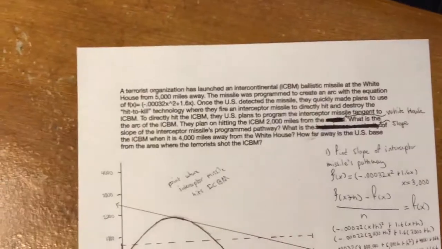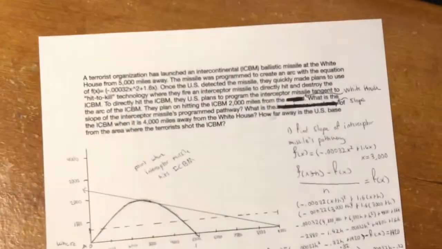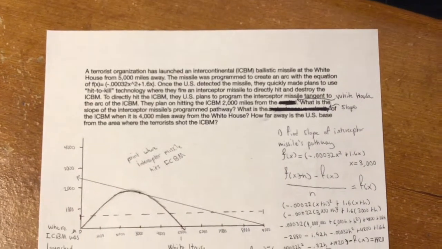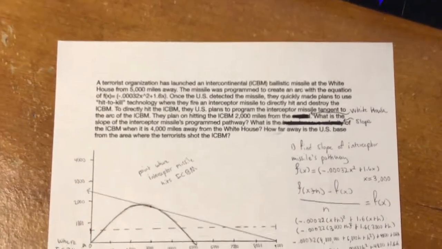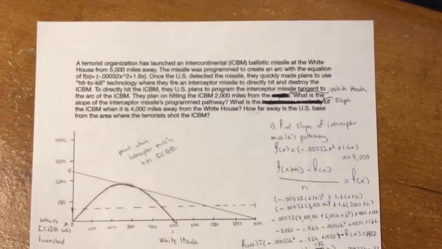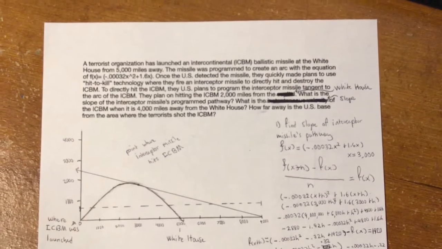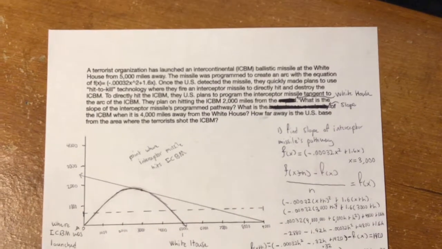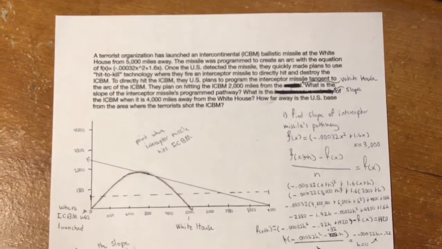Alright, so a terrorist organization has launched an intercontinental ballistic missile, aka an ICBM, at the White House from 5,000 miles away. The missile was programmed to create an arc with the equation of f of x = -0.00032x squared + 1.6x.